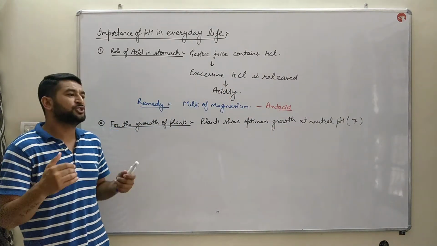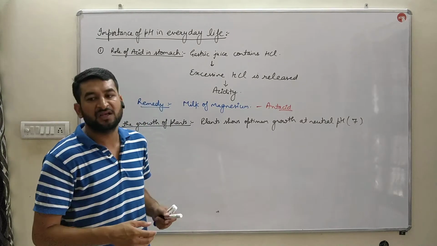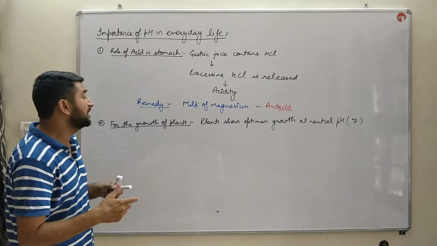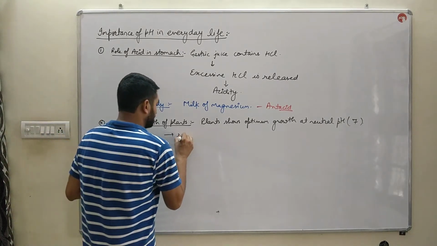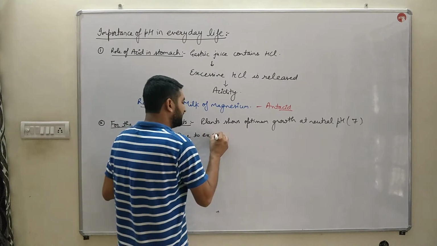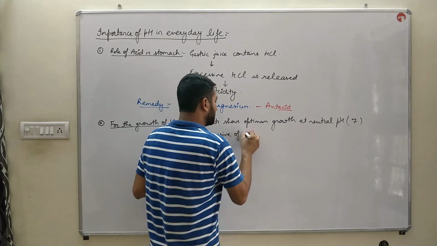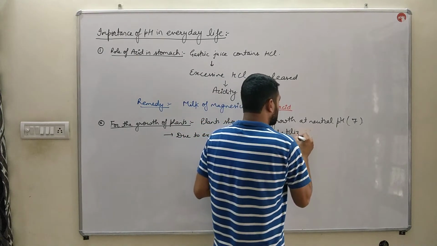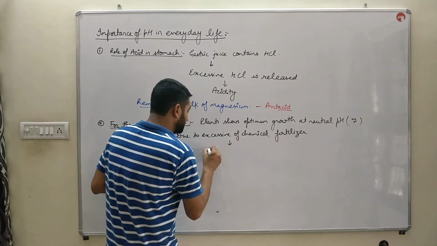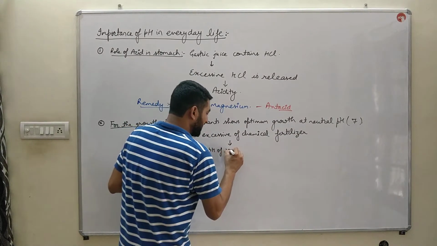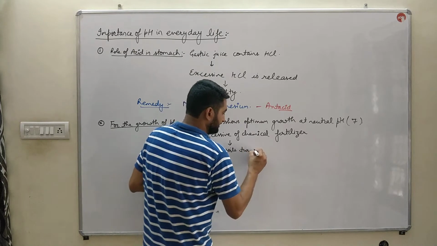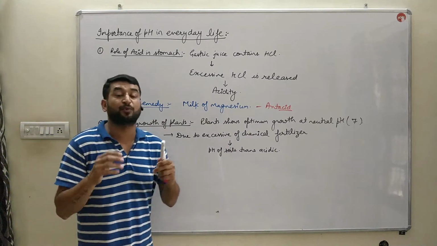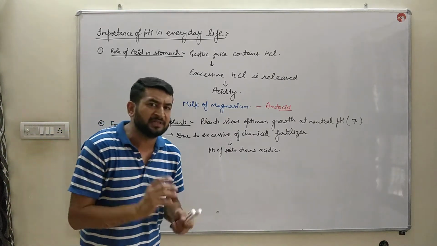But in certain cases, due to excessive use of chemical fertilizers, which we are using quite in excess nowadays, sometimes the soil turns acidic, and the pH of the soil drops. And if the pH of soil turns acidic, that means the growth of plants does not occur properly.